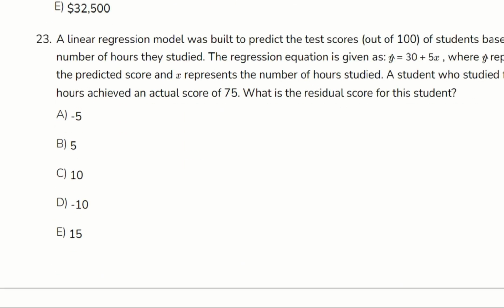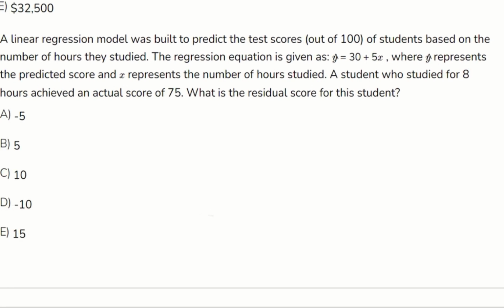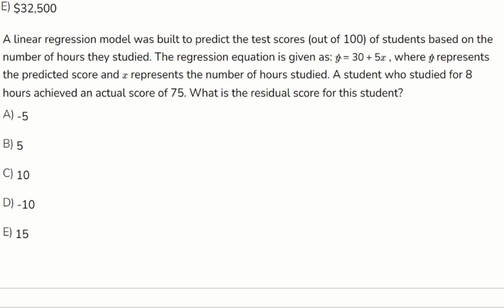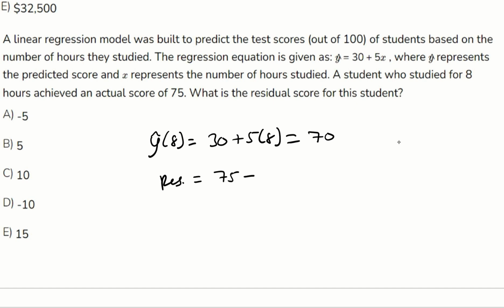All right. So number 23, a linear regression model was built to predict the test scores out of 100 of students based on the number of hours they studied. The regression equation is given, where y hat is the predicted score and x is the number of hours studied. A student who studied for 8 hours achieved an actual score of 75. What is the residual score for this student? Okay, so it says study for 8 hours, so x is equal to 8. So we're going to plug in 8 here. 30 plus 5 times 8, which is 40 plus 30 is 70. So the predicted score is 70. However, the student actually scored a 75. So the residual is 75 minus 70. And so the residual is 5. So the answer is B.